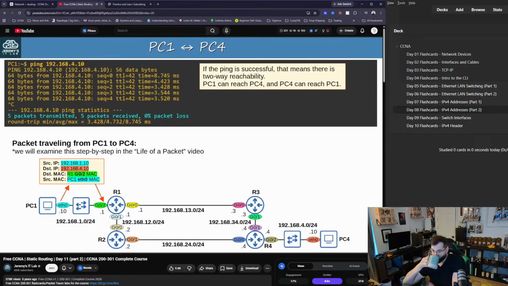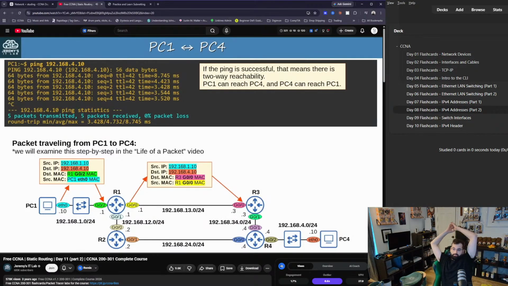Now R1 has the packet, and it's R1's job to forward it to the next hop, R3. To do so, it encapsulates the packet in a new Ethernet frame. This time, the destination of the frame is the next hop's MAC address, so the MAC of R3's G00 interface. Now R3 has the packet and must forward it to the next hop, R4. To do that, it once again encapsulates the packet in a new Ethernet frame, and the destination of that frame is the MAC of R4's G01 interface.